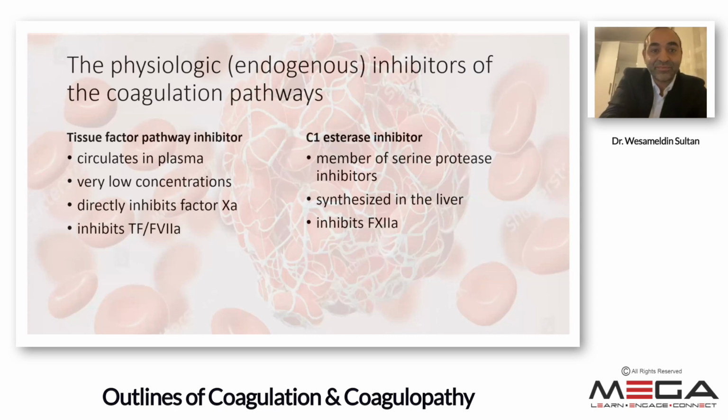And we have 2 endogenous pathways to inhibit the coagulation, which are tissue factor pathway inhibitor and C1 esterase inhibitor. The tissue factor pathway inhibitor circulates already in the plasma at very low concentrations and directly inhibits factor 10 and inhibits tissue factor and activated factor 7. The C1 esterase inhibitor is a member of the serine protease inhibitors synthesized in the liver and inhibits activated factor 7.